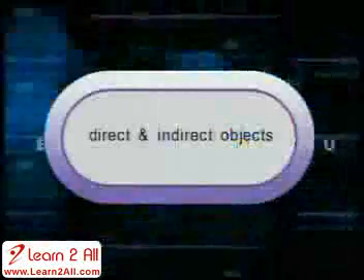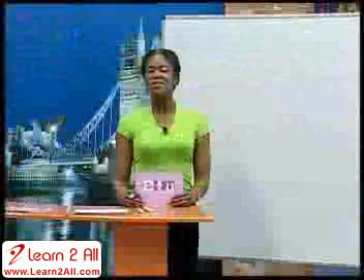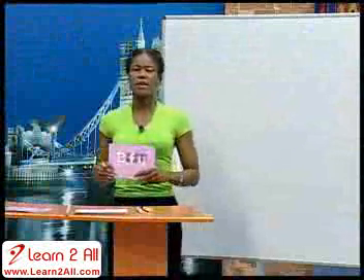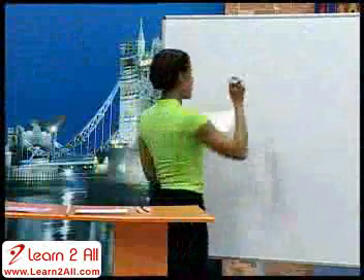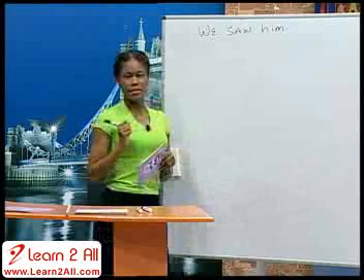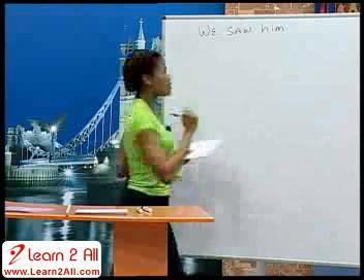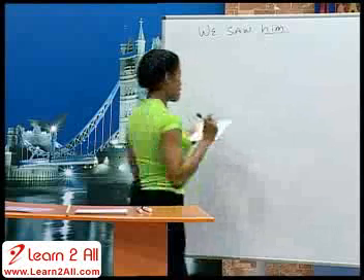Direct and indirect objects. Now let's talk about indirect objects. Before, we talked about direct objects. So let's review. Take a look at these sentences. We can say we saw him. Now remember, the direct object is the object of the action, the object of the verb. We saw what? Him. Direct object.